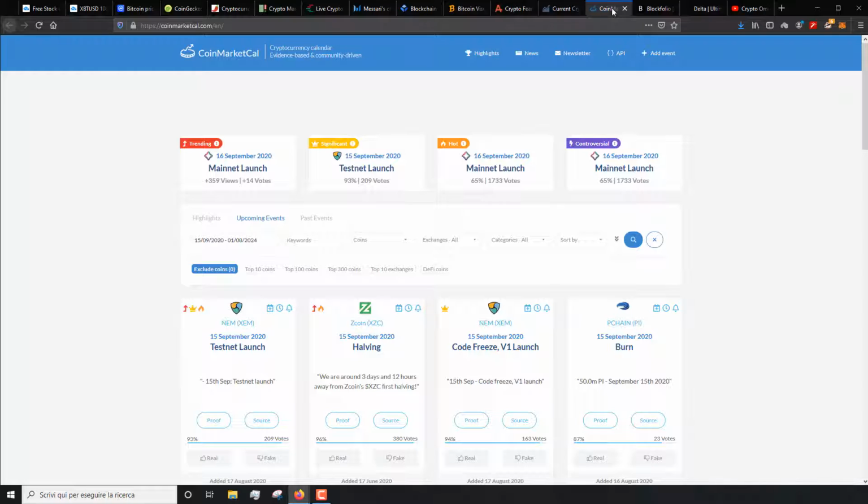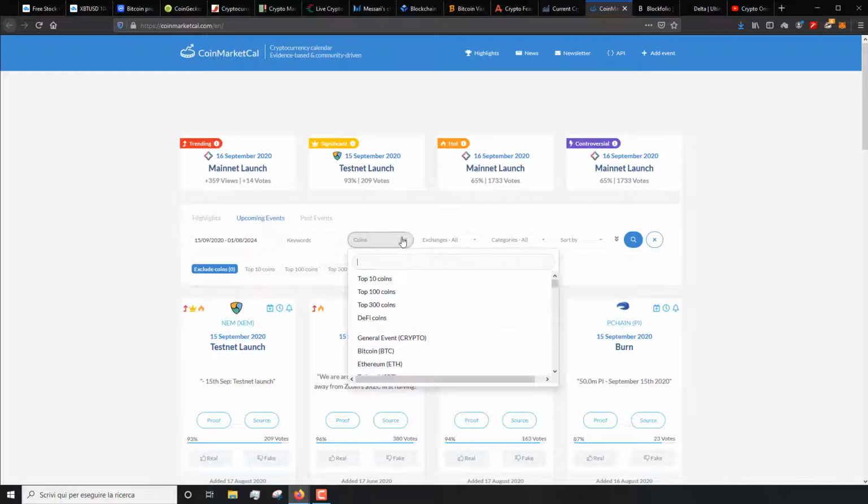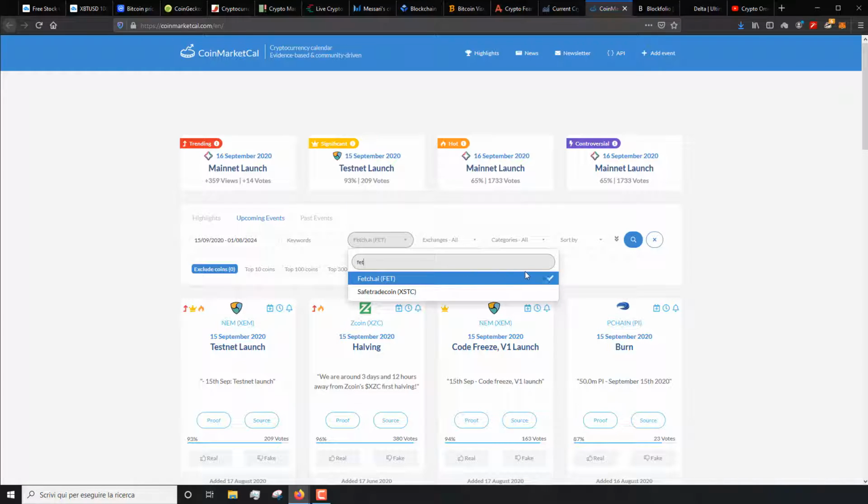Going over to CoinMarketCal.com, here is a lot important because you can stay up to date with all the upcoming announcements or events happening in the crypto space for each coin. Here you can decide the coin you're holding. For example, I'm holding FET. Okay, I just search for FET.